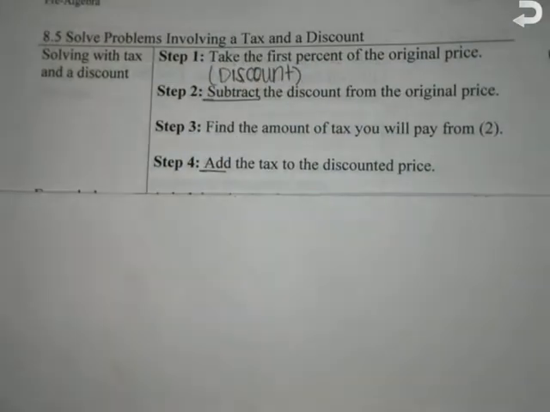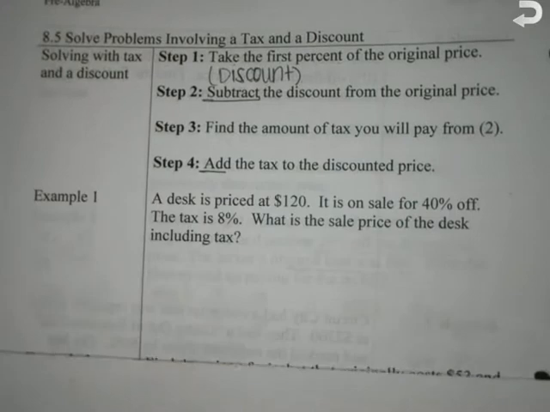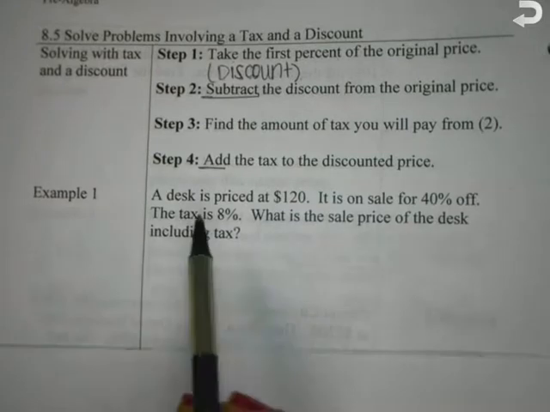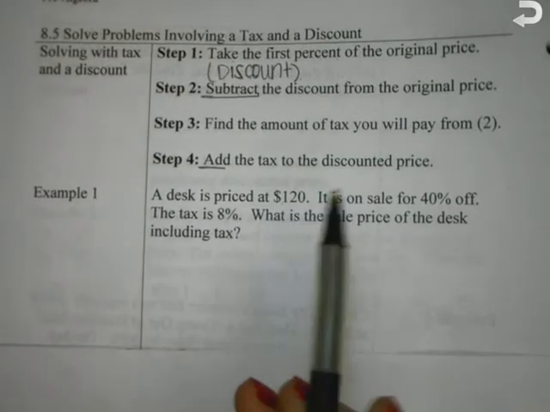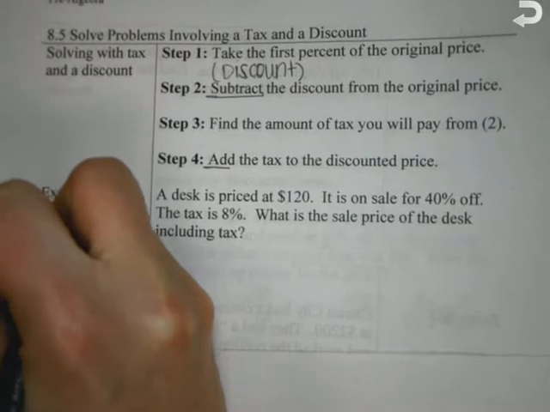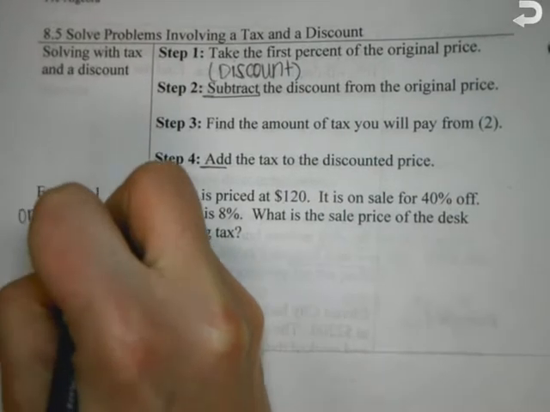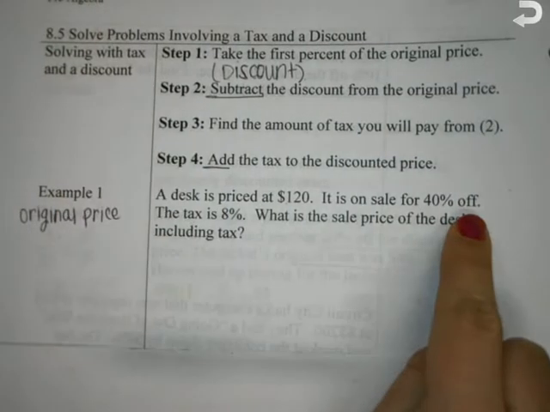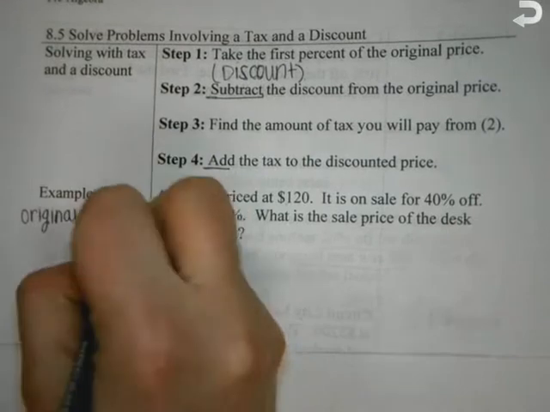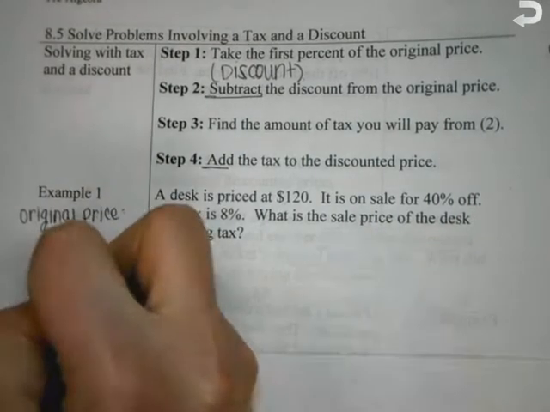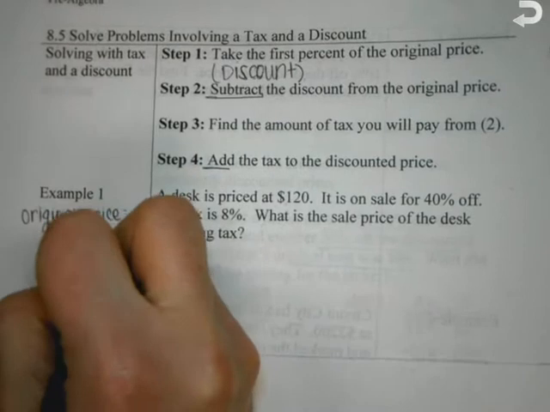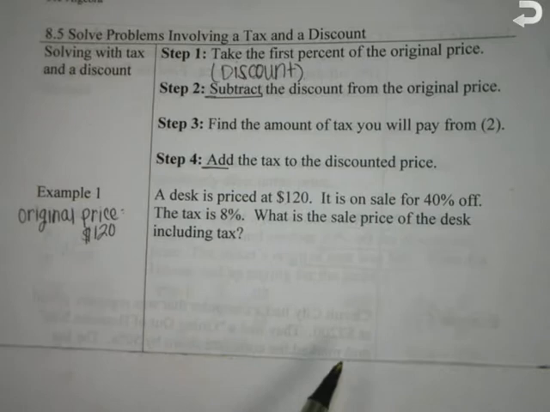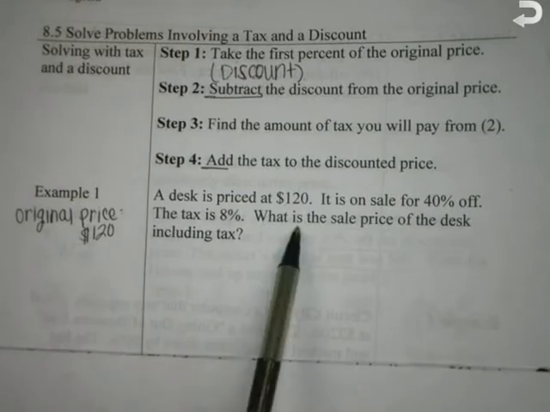Okay, example 1. Remember, I want you to list the information, but you don't have to write the entire problem, okay? So a desk is priced at $120. So original price. And write it right off here in the main part of your Cornell notes, just this information. You don't have to write the full problem. So the original price is $120. I'm only writing it off in the column, guys, because I don't have room, okay? So make sure that you write this part up in the main part of your notes, okay?